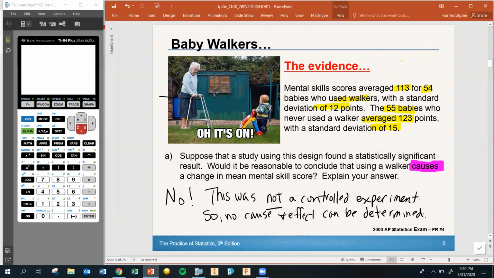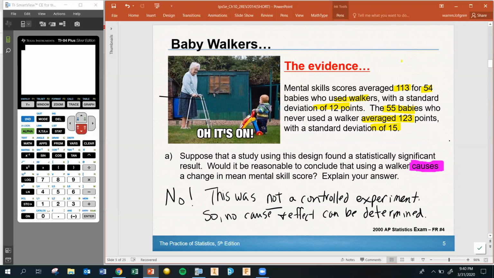And if you look at the rubric for this problem, an answer like the one we just wrote there would be an E, essentially correct. You had to say that it's not an experiment, so you cannot conclude a cause and effect relationship. So that's question A.